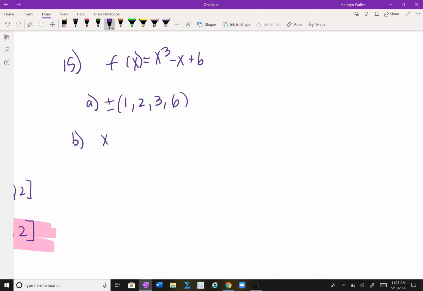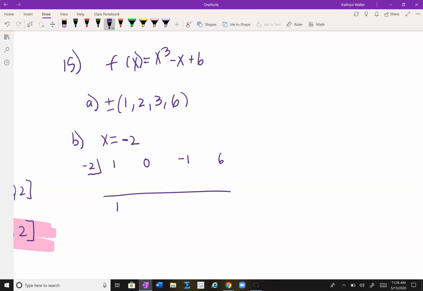So I have one rational 0 at x equals -2, and there might be more. Okay, so now I'm going to do synthetic division with the negative 2. So the x to the third is a 1x to the third. There's no x squared. The x's coefficient's a negative 1, and then I have a 6. When I do this, I should not get a remainder.